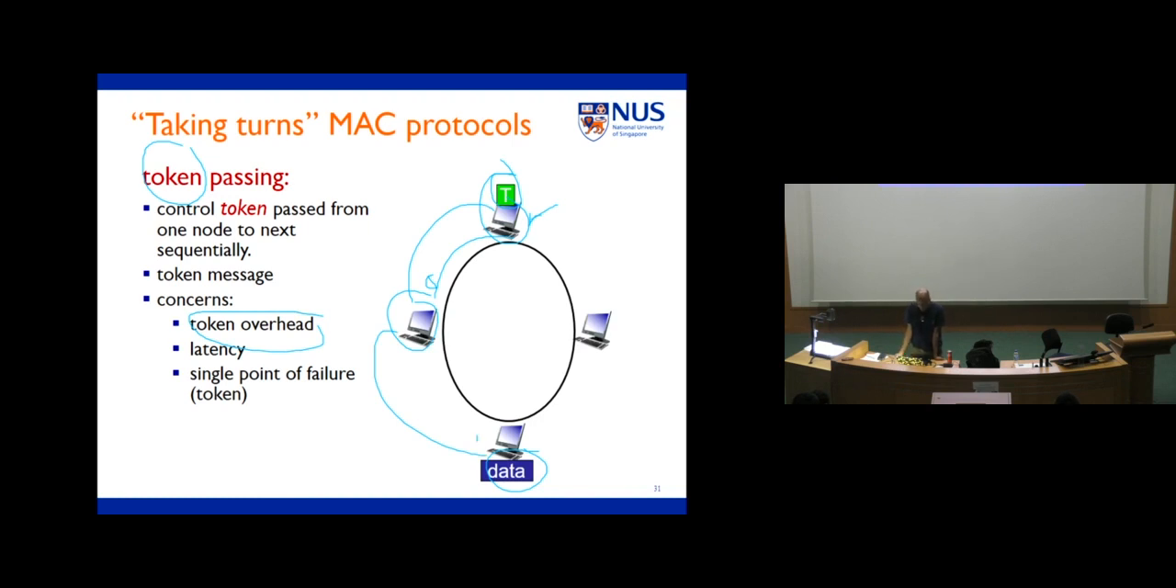Okay? And again, what happens, let's say this is the node with the token right now, right? This is the node with the token. This guy decides to reboot or goes offline. Then the token is essentially lost. And nobody has the token anymore. So again, we can have a single point of failure if the token gets lost.